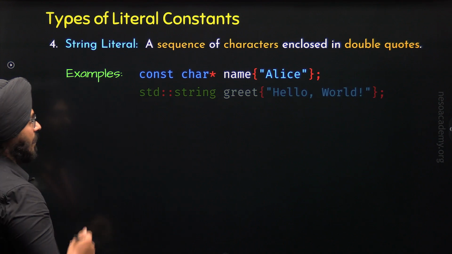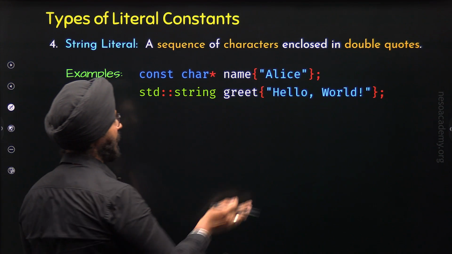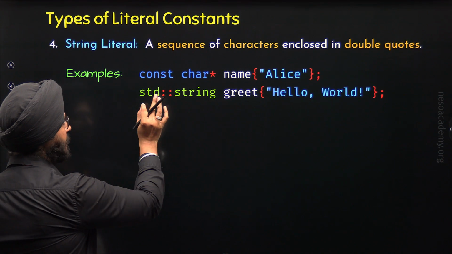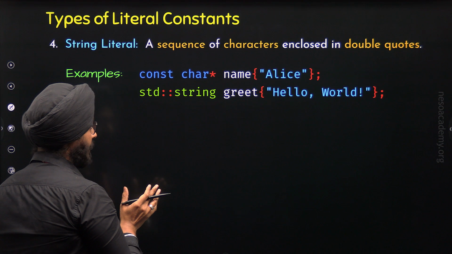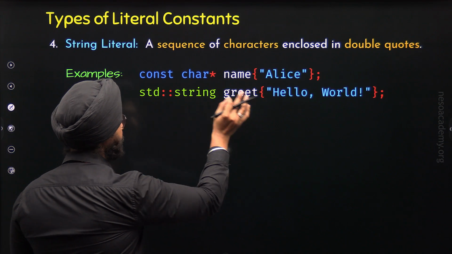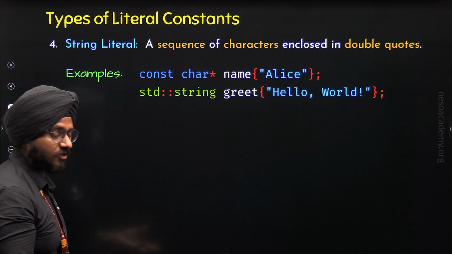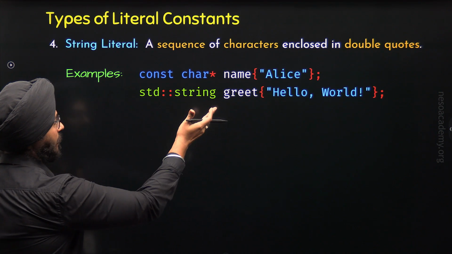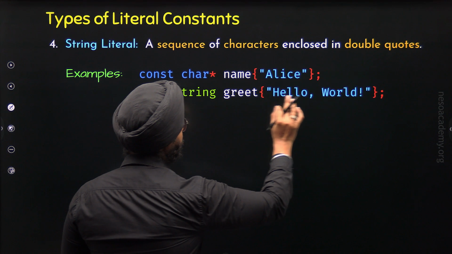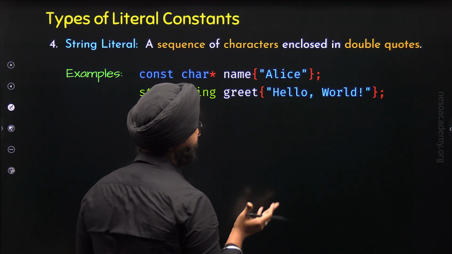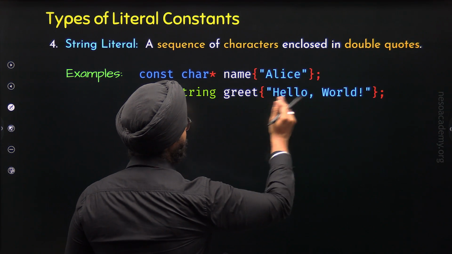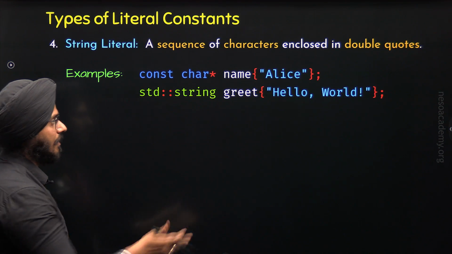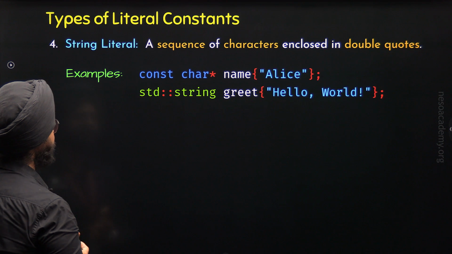Now here is one more example. Here I have defined this variable greet, but this time the type is more clear. We have std::string. Clearly, it is telling us that greet is a variable of type string. This means it can hold a string. Now here we can observe that this variable is holding this string hello world. This is also a sequence of characters enclosed within double quotes. So these are some examples of string literals.